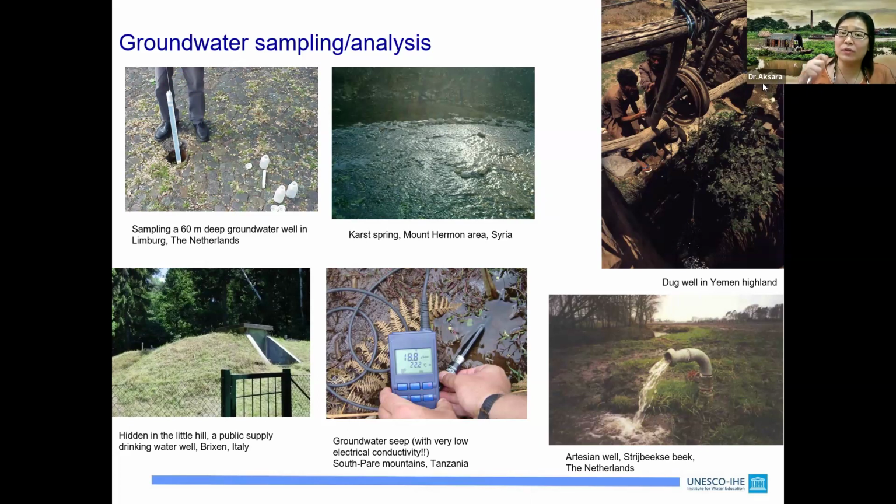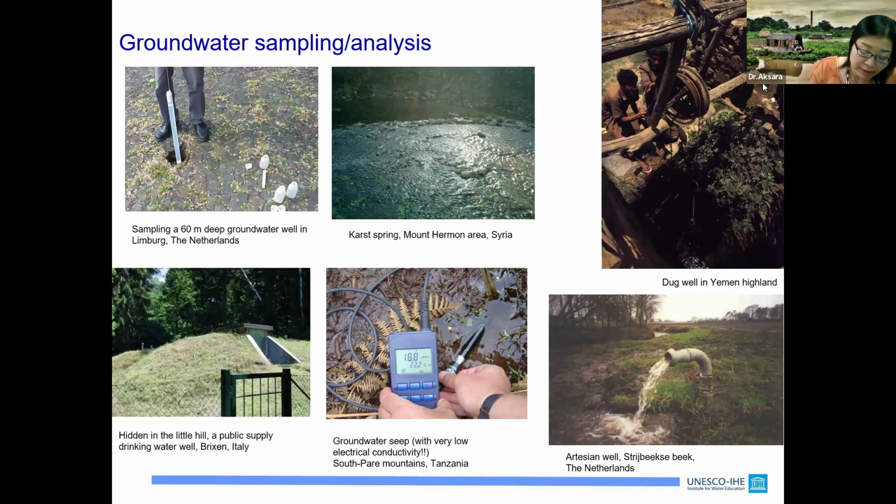And once it's done, you just strike your rope one more time, and then it closes. Your baler is closed, and then you just take the baler up to the surface. That's how we take groundwater samples using the baler in the first picture.